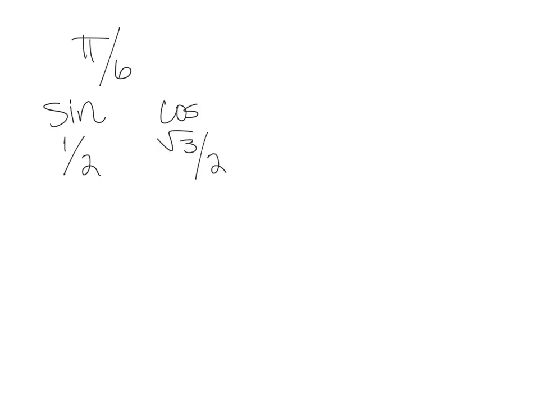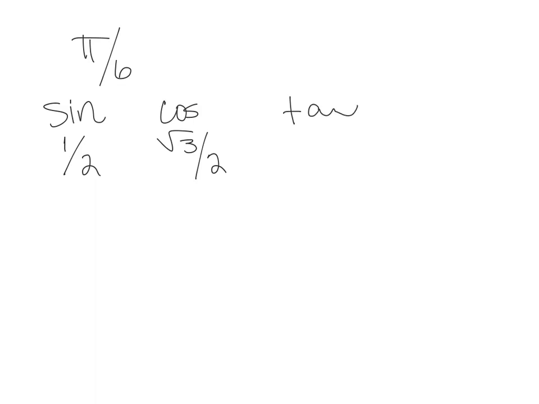Okay, so let's look at one that's a little more complicated. Let's look at pi over 6. So again, the sine is the y value. So looking at your unit circle, y value is 1/2. Cosine is the x value, and the x value is square root of 3 over 2.